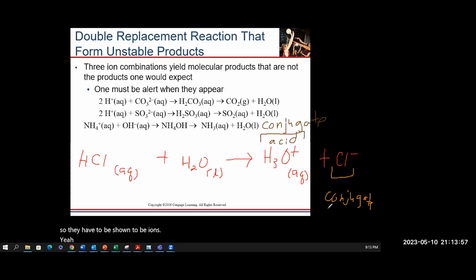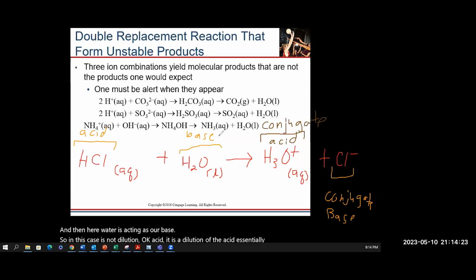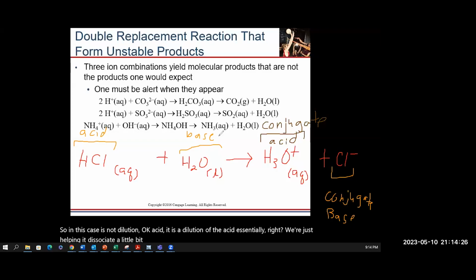Okay, so this guy would be the conjugate base in this case. Where over here, the hydrochloric acid is acting as our acid, and then here, water is acting as our base. So in this case, it's not dilution of acid? It is a dilution of the acid, essentially, right? We're just helping it dissociate a little bit better. But what's happening is that water is acting as a base, and that's allowing the H plus to attach to it. Remember when I told you that H plus likes to attach to stuff? That's the case right here.